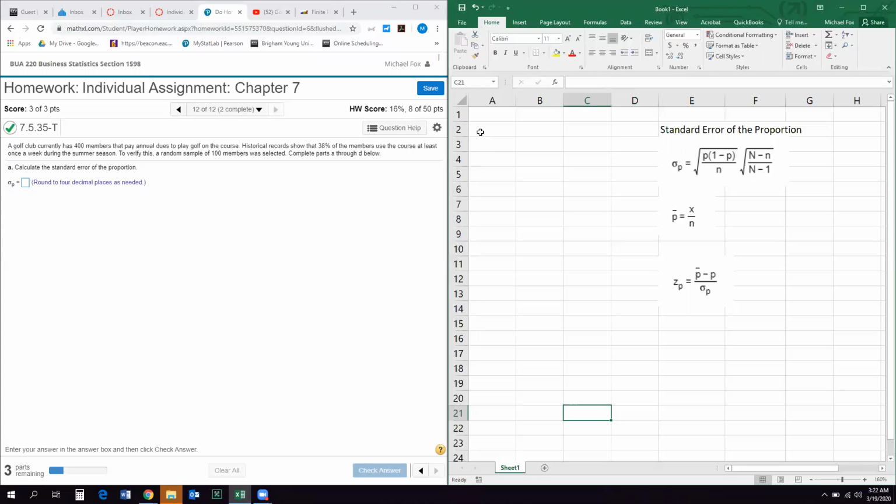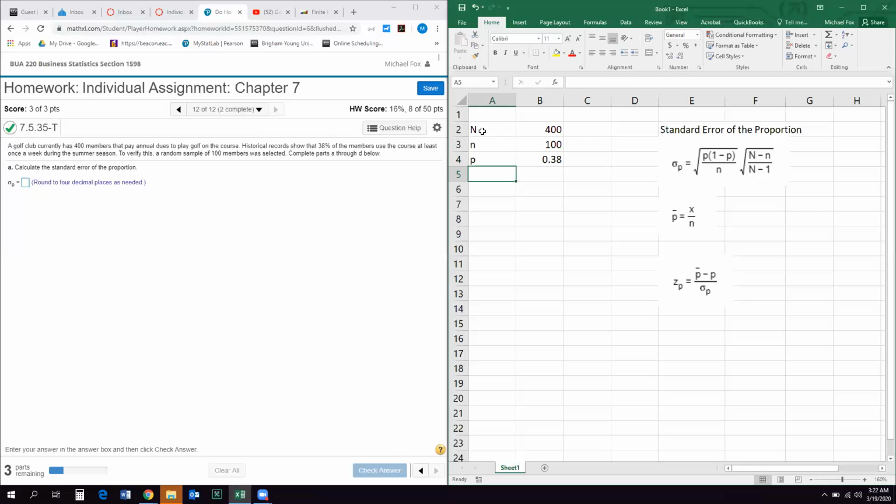So again, I just have to start with what I know, and then I can build from there. So I'm going to say big N, or the population, is 400. And little n, or the sample, is 100. And then I know that P, or the proportion of the population, is 0.38. That's from our historical records.